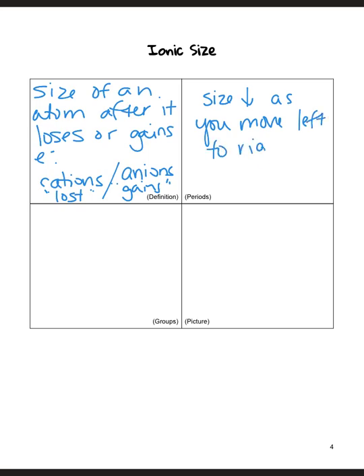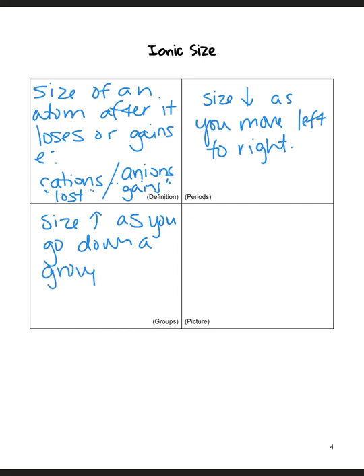But you have to understand, when you're going across a row, you're moving from metals to nonmetals, so they're going to be doing something different. But overall, generally, the size will decrease as you move left to right. And the size will increase as you go down a group. As you go down that column, your size typically will get bigger. So potassium is bigger than sodium. Well, sodium's ion is still smaller than the potassium ion, is what I'm trying to say. That is the general trend.